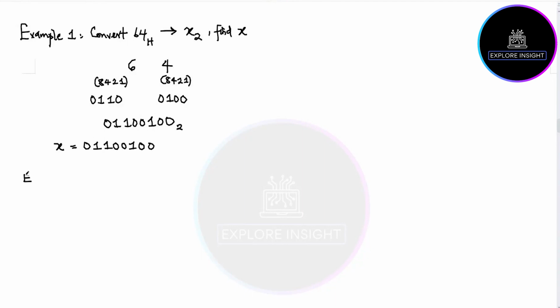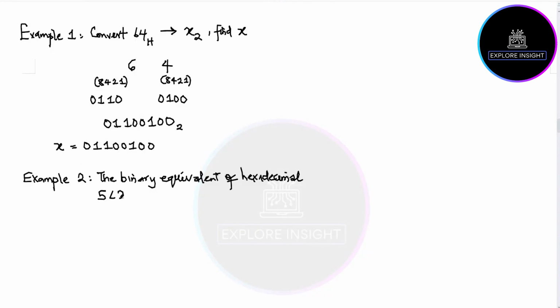So let's see example 2. Example 2 says the binary equivalent. So sometimes the question can come this way, but it shouldn't put you off balance. The binary equivalent of hexadecimal 5C2A in hexadecimal form will be what in binary? So this is the given question.